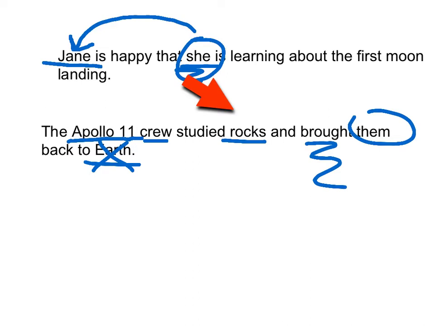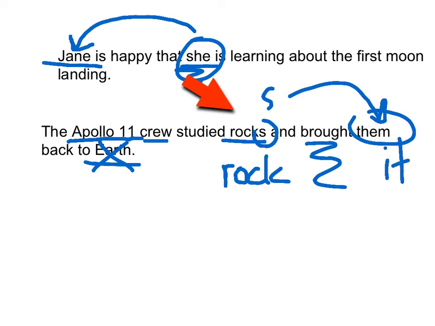One other thing to keep in mind is that the pronoun has to agree with the noun that's being used. In this case, you've got a plural noun, rocks. It's got an S on it. It's plural. So the pronoun also has to be plural. If it was rock, for example, the Apollo 11 crew studied a rock and brought it back to Earth, because rock is a singular noun, you'd have to have a singular pronoun to match it.